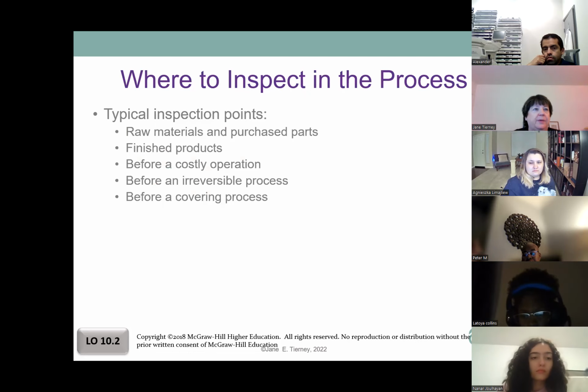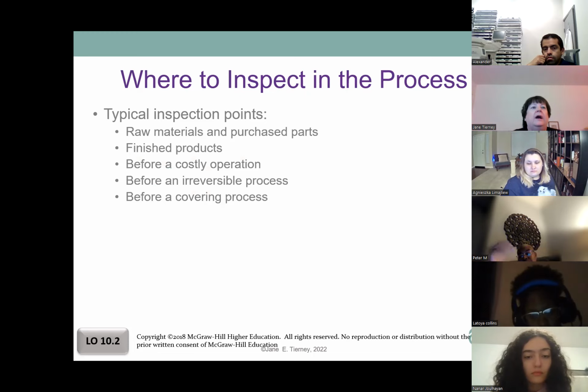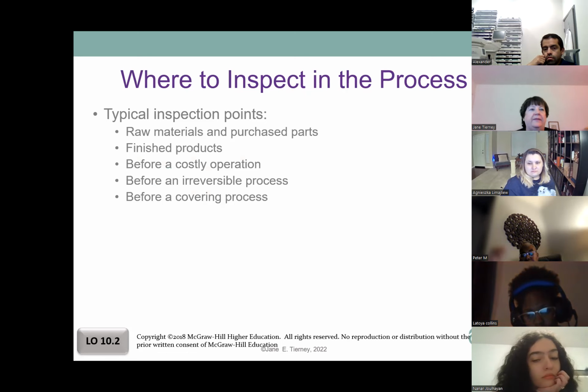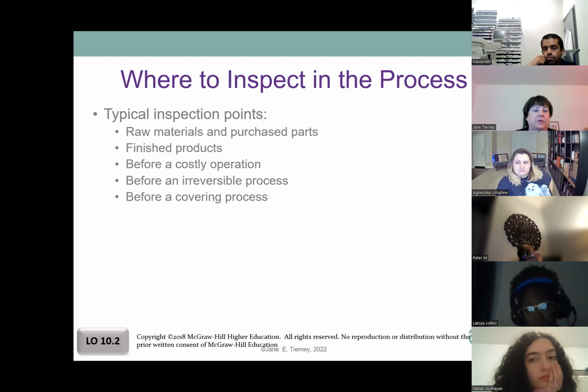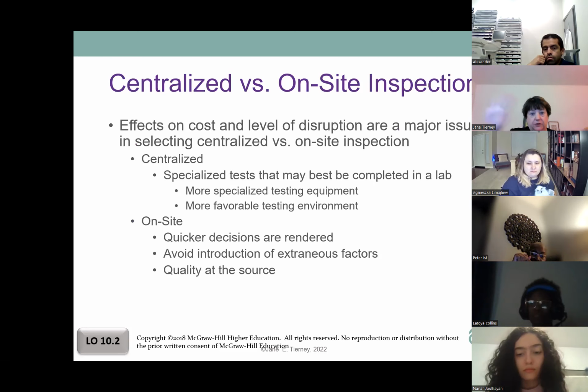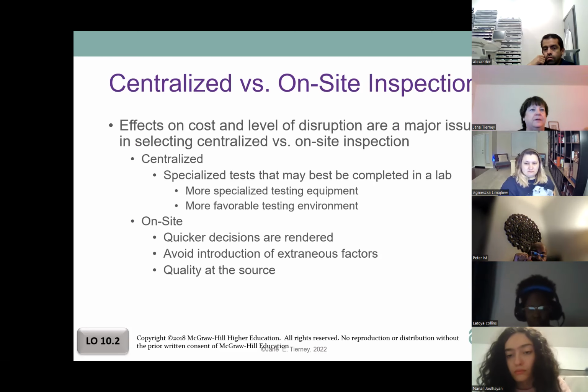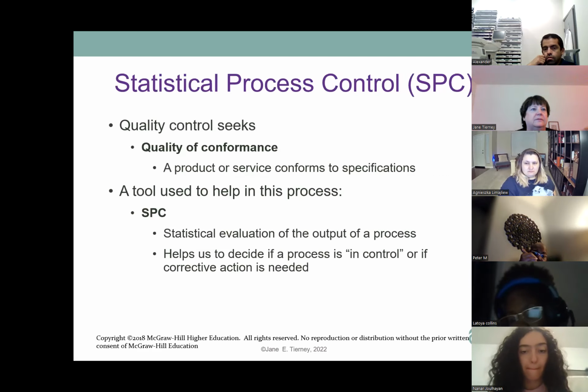So we're going to inspect raw material, purchased parts, finished products before a costly operation like putting a roof on, before an irreversible process like welding, and then before we cover something up. If we're going to cover it up, then we want to check it before we put the lid on it, or before the drywall goes on, so we can see it. So we talked about this.